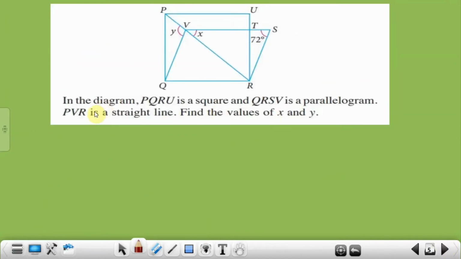Okay, next. In the diagram, PQRU is a square. When it's a square, all sides have the same length. And QRSV is a parallelogram. PVR is a straight line. Find the value of x and y. Alright, so what can I say here?